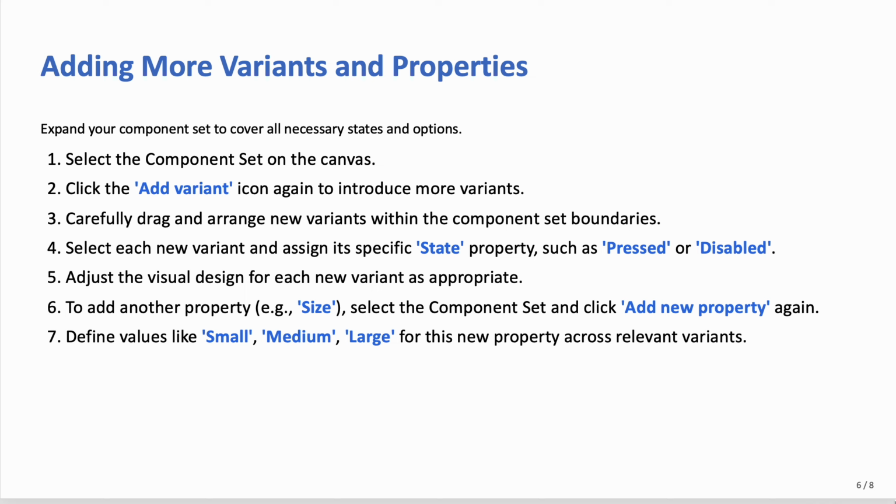To add another property, size, select the component set and click add new property. Again, define the values like small, medium, large for the new property across the relevant variants.